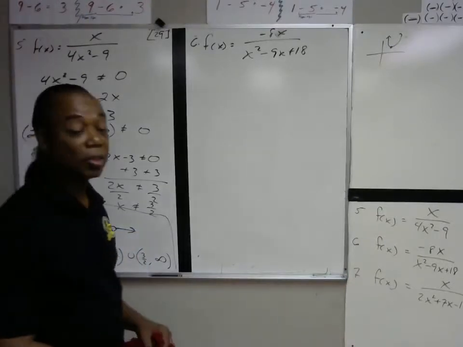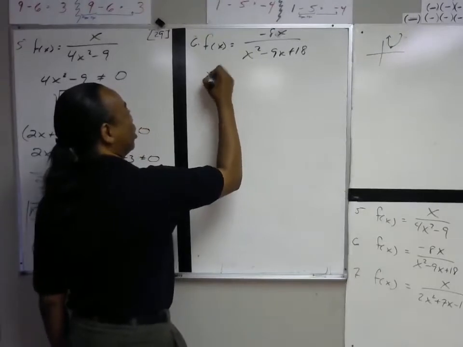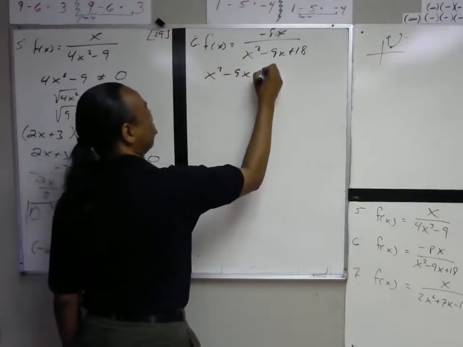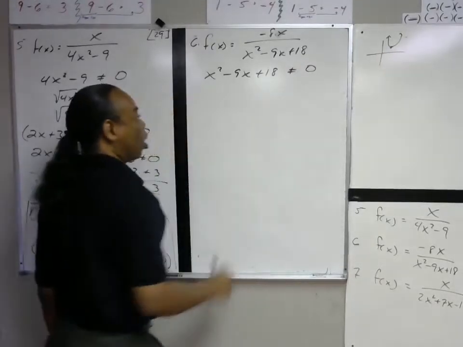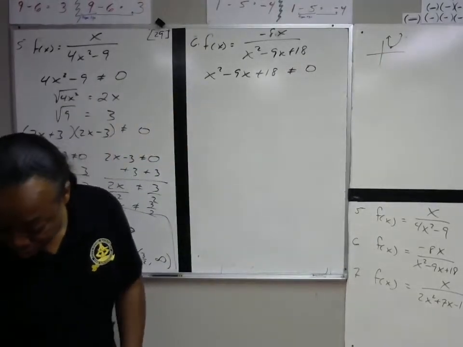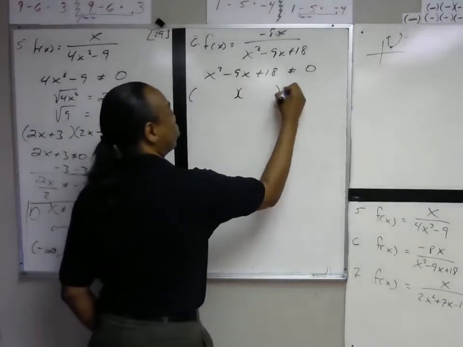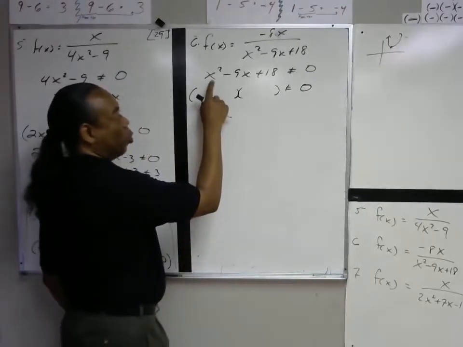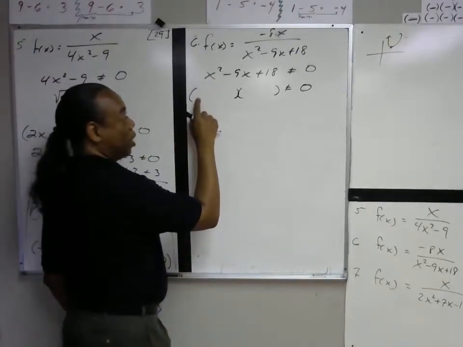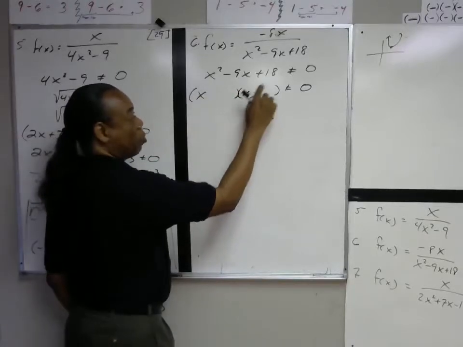Okay, let's look at number 6. Number 6, we're going to take the denominator out, x² minus 9x plus 18, and set that not equal to 0. And we're going to solve for x by factoring. Factor this into two binomials. And for the x squared, that'll be the first term. We'll make that into x times x for the first term. The last term will be made out of 18.